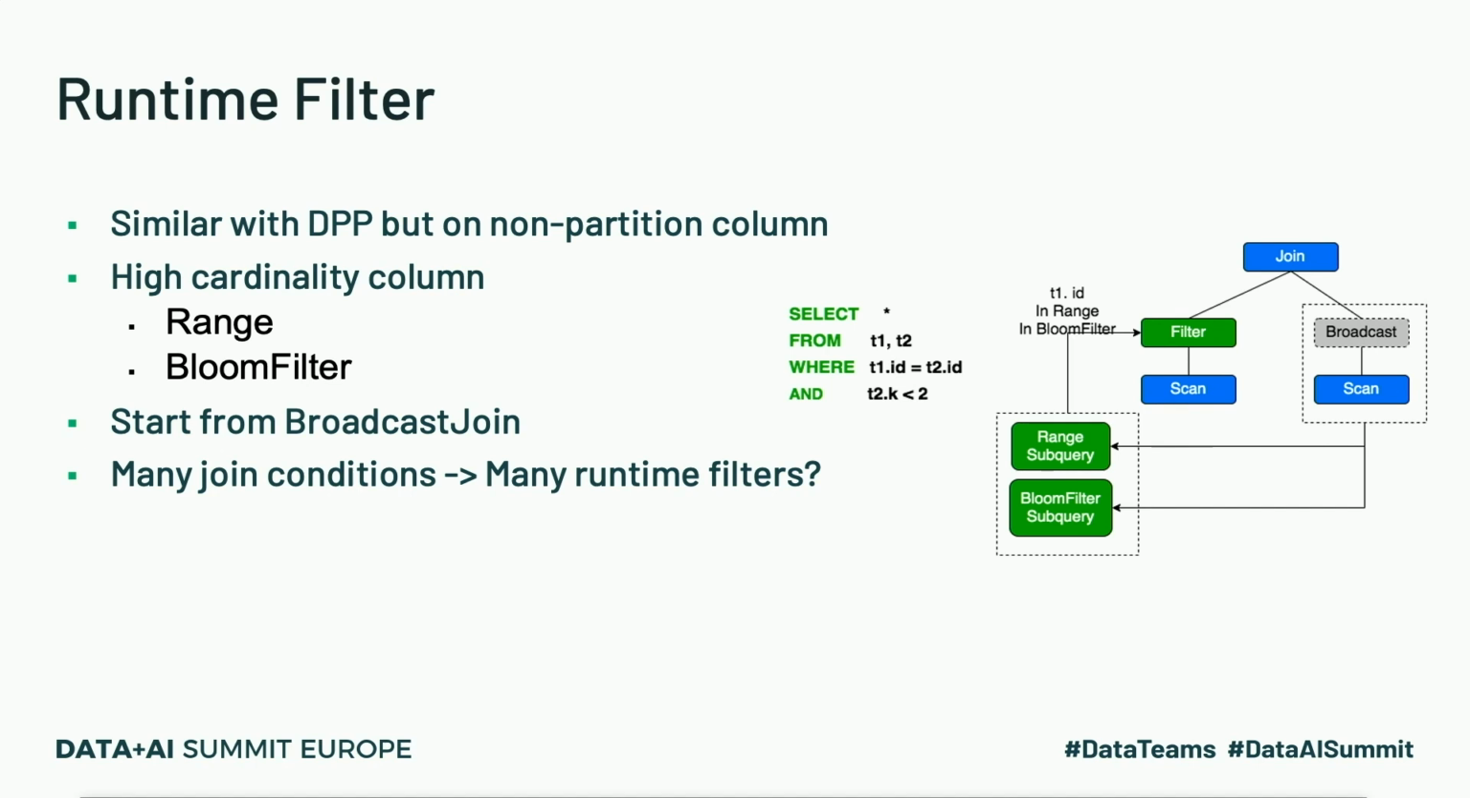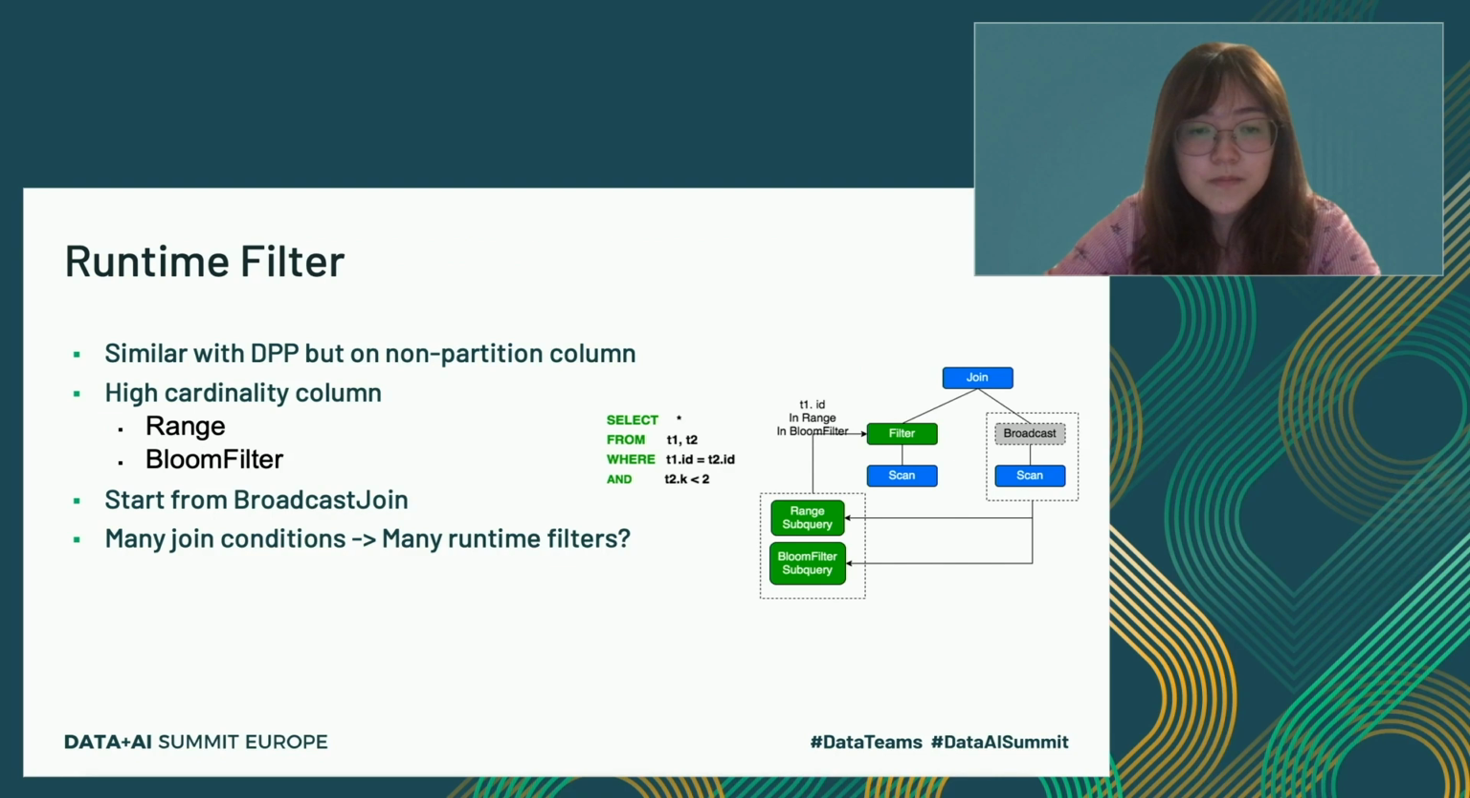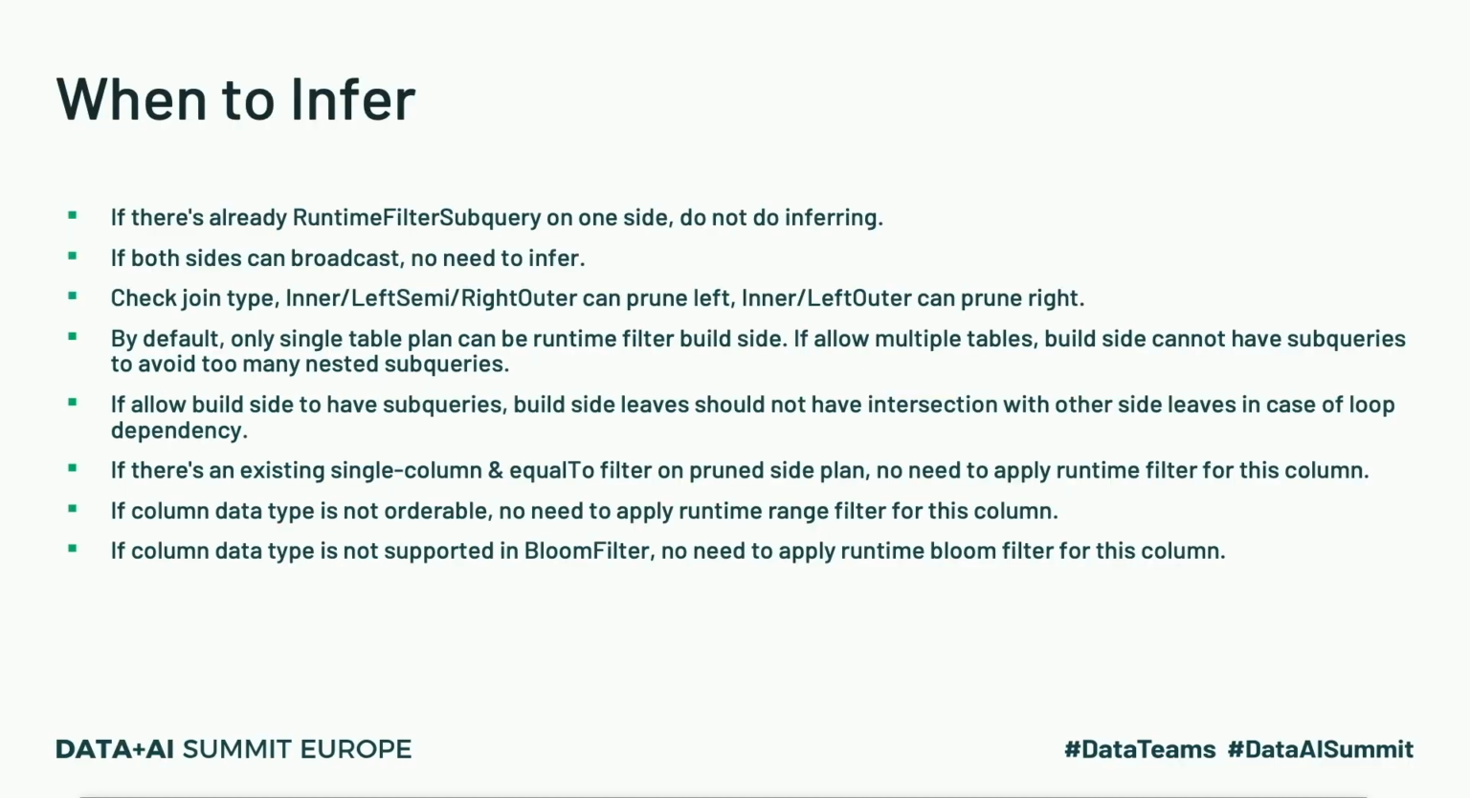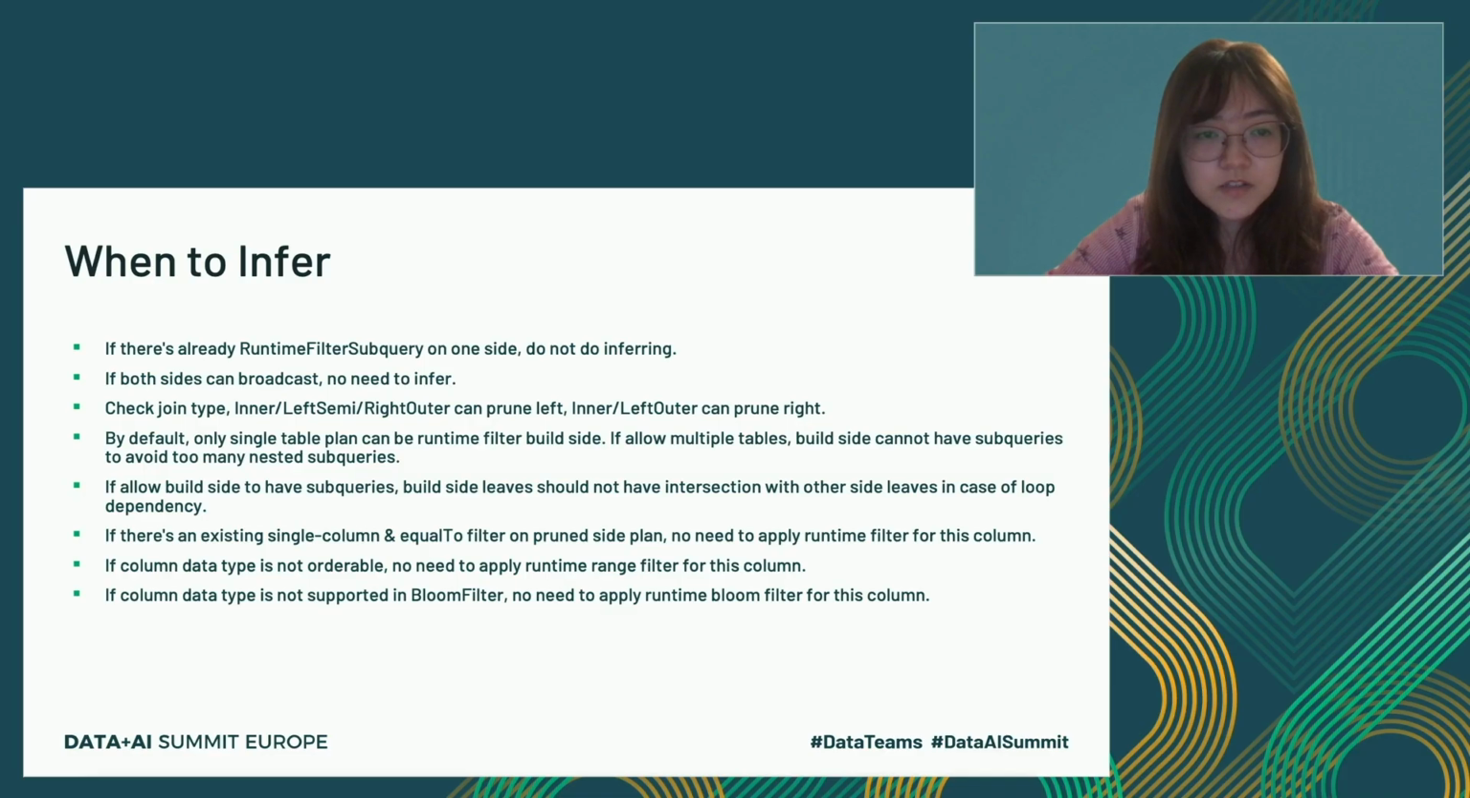Another tricky thing in runtime filter is that if there are many join conditions, how to apply the runtime filter. So let's talk about when to infer the runtime filter. We have some checks and limitations to avoid bad performance. Firstly, if there's already a runtime filter on one side, we don't need to infer. If both sides can be broadcasted, there's no need to infer. And we also check the join type. For example, inner, left semi, right outer can prune the left, and inner, left outer can prune the right.